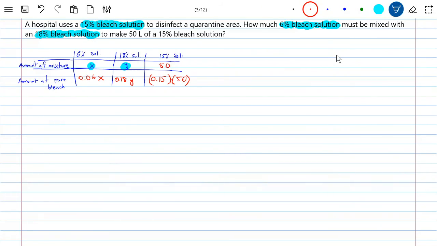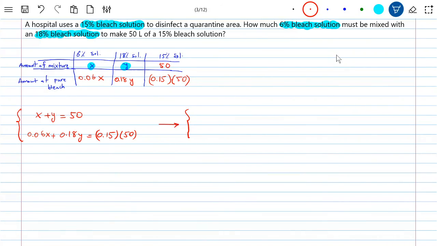Okay, so now we want to figure out what x and y are. I'm going to write the equations. What do you have? x plus y. If you add those two, you should get 50. And the other one is 0.06x plus 0.18y should end up with 0.15 times 50. You can simplify. So now you have two equations with two variables. This is the system of equations that we set up. I'm going to simplify it a bit. Normally, I don't want to deal with these decimal values.